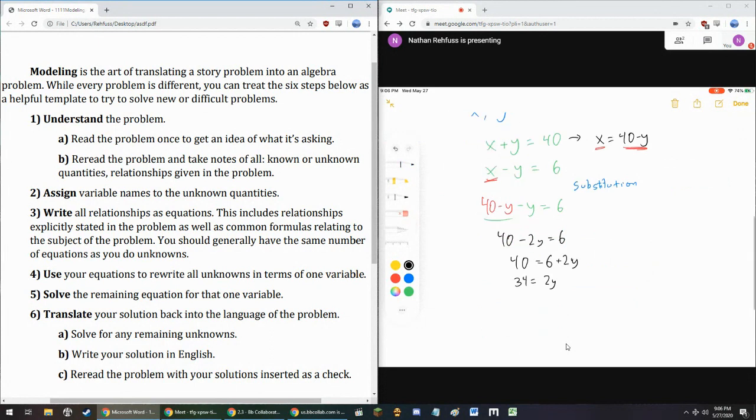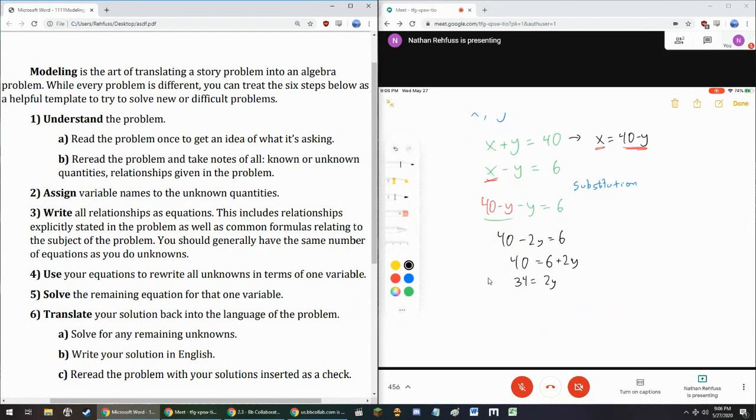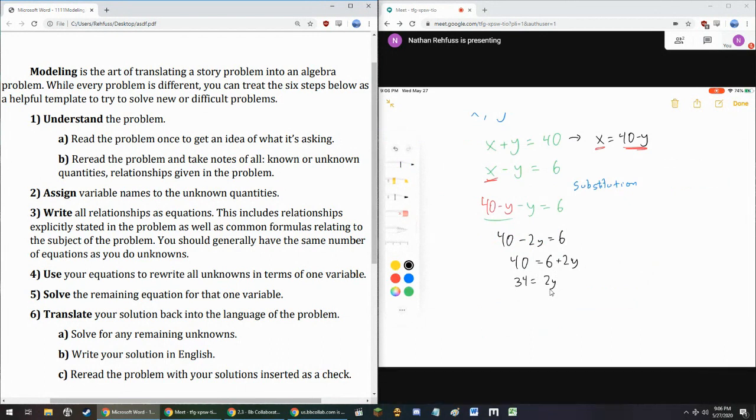So first I got the term with the y by itself. So 6, 2y, and 40 are each terms, but now this 2y term is by itself, so I can split off the factor of 2 next. First you want to get the term by itself, and then you can worry about multiplication. We'll divide both sides by 2. 34 over 2 is 17, so that's our value of y. One of the numbers is 17.